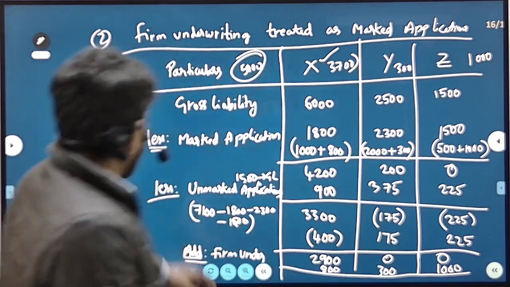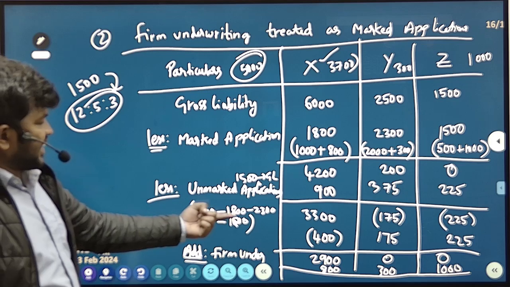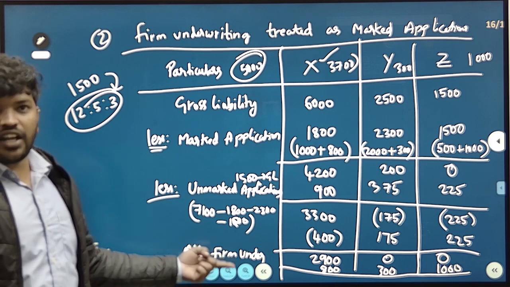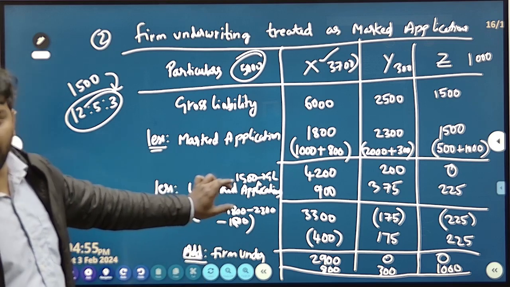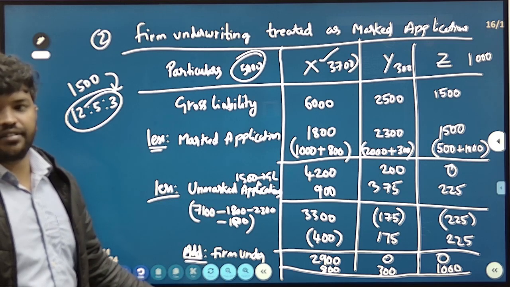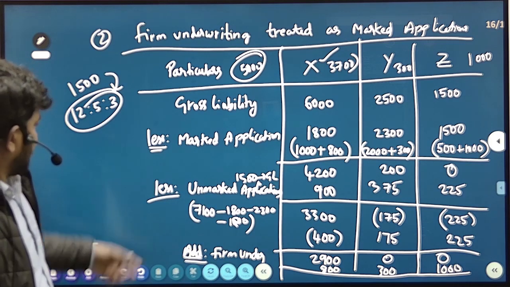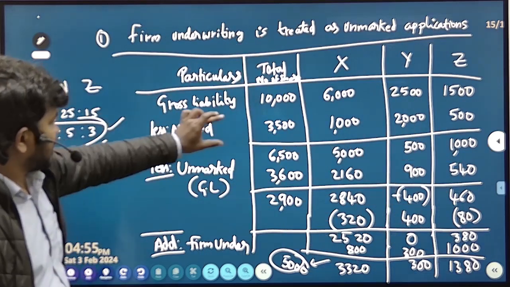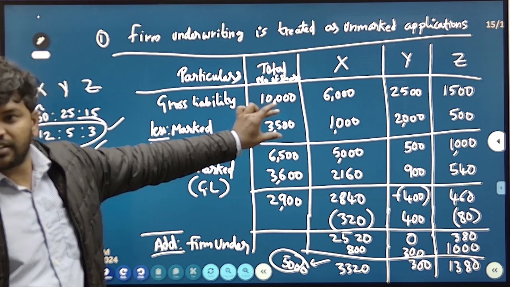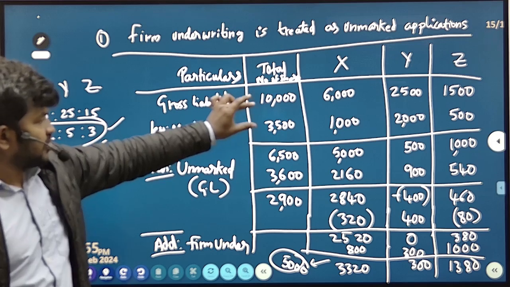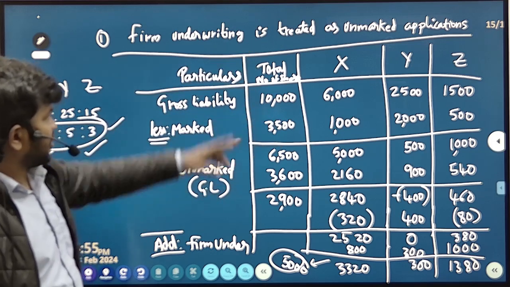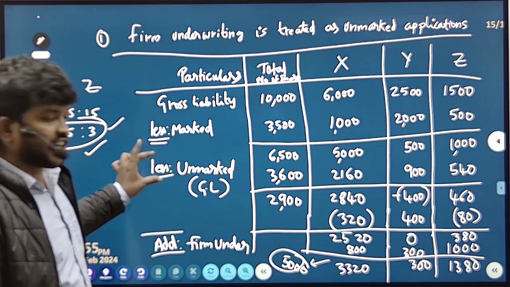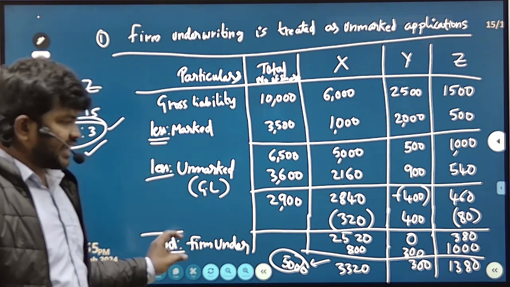क्लियर? पहले हम फर्म अंडर राइटिंग इसमें इंक्लूड किया, तो इसलिए इधर लेस हुआ है, तो फाइनली ऐड किया। Why are you adding firm underwriting? This is the reason. Here you are reducing. At last you are adding. Similarly, in the earlier sum also, here unmarked applications, you have included firm underwriting here. Yes or no? Because it is here, because it is treated as unmarked applications. You have included here, which is you have reduced. This is less, so that's why you are adding at last.